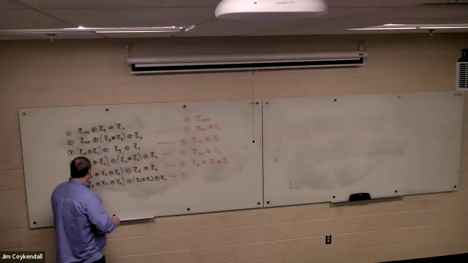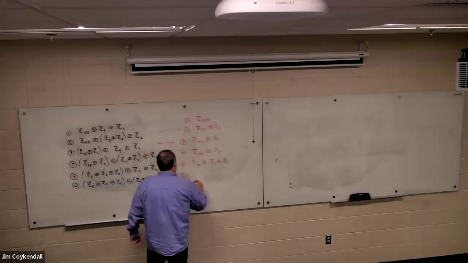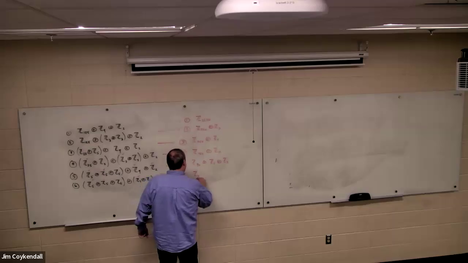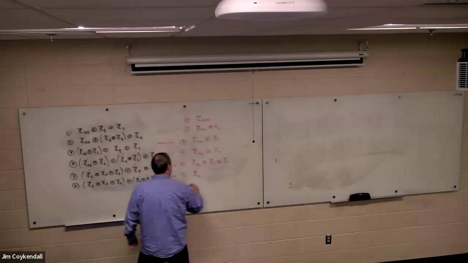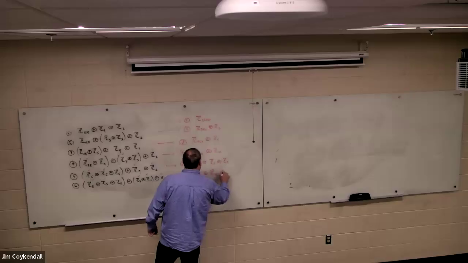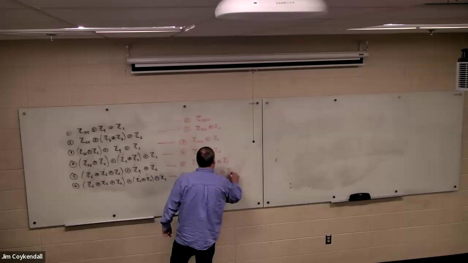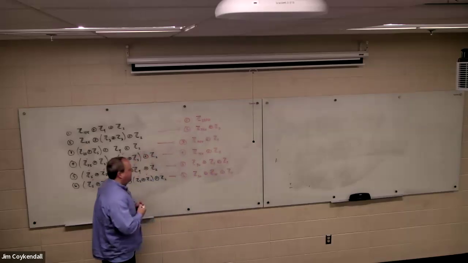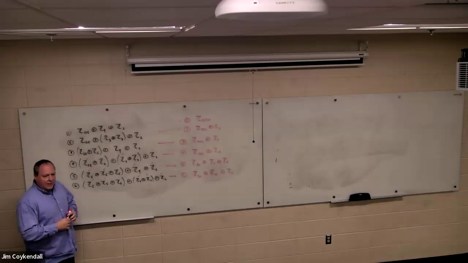How about this one? 5 times 3 times 2 is 30. 5, 3, 15. And 5. And there you go. Everybody see how to do that?